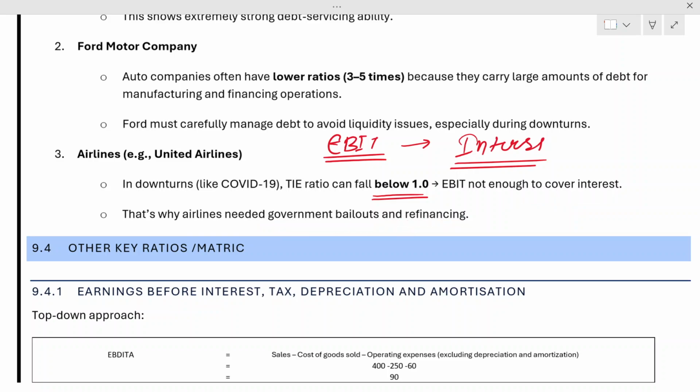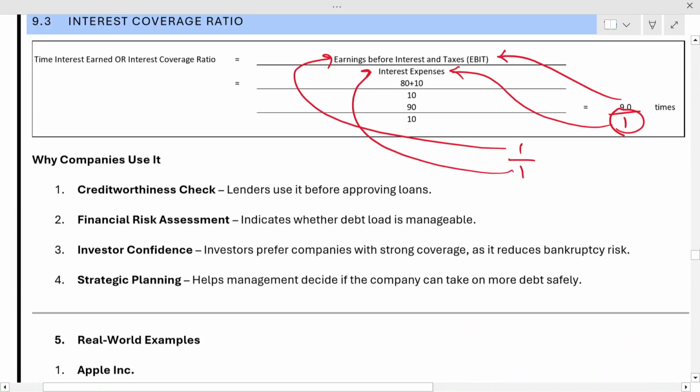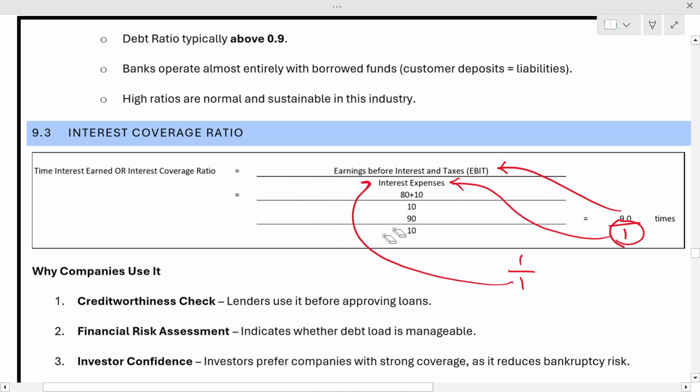So in multiple instances in the past, you must have heard that a company has been bailed out by the government because the company did not have money to run its operations or pay its interest. So this is a key ratio which is used in companies and across other institutes as well.